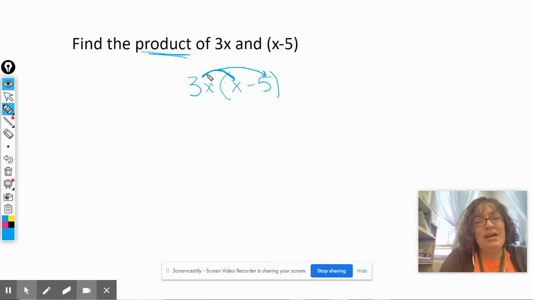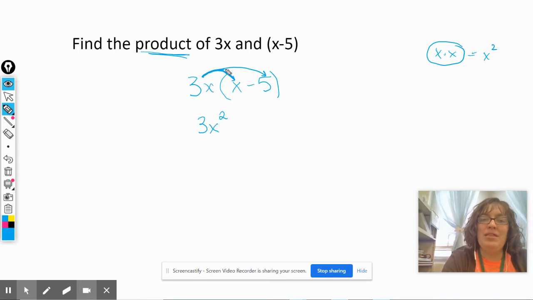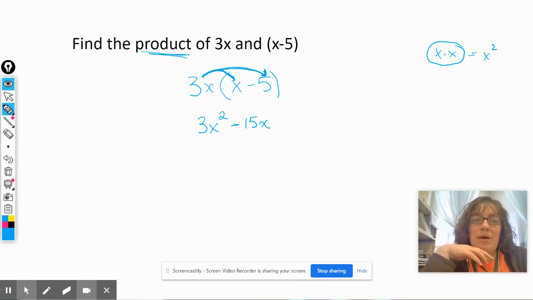So when I start by taking 3x times x, that actually becomes 3x to the second power. Because remember, repeated multiplication, x times x, can be written as an exponent, x to the second power. And then when I multiply the 3x times the negative 5 or the minus 5, 3 times 5 would become negative 15, and I would still have that x there. So that's the distributive property way of doing this problem, and it's a perfectly fine method of doing this problem.